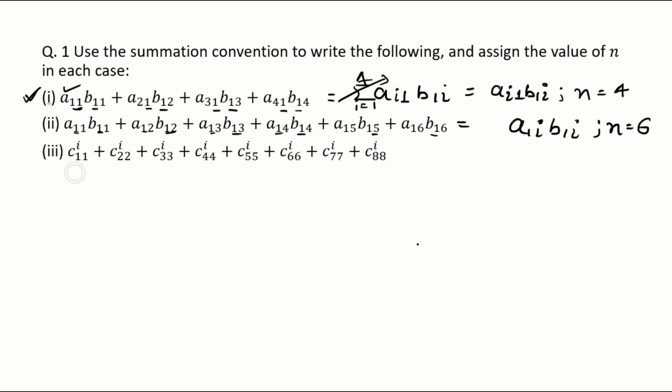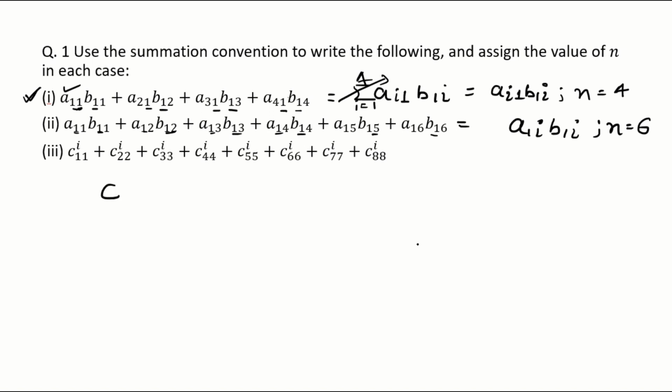Now for this, C11 superscript i, this is not a power, this is just the ith component or like that, a variable. This is a superscript. C^i_22, C^i_33, C^i_44. So what can we write? i is fixed in every term. So what is i? i is your free variable, the free index.